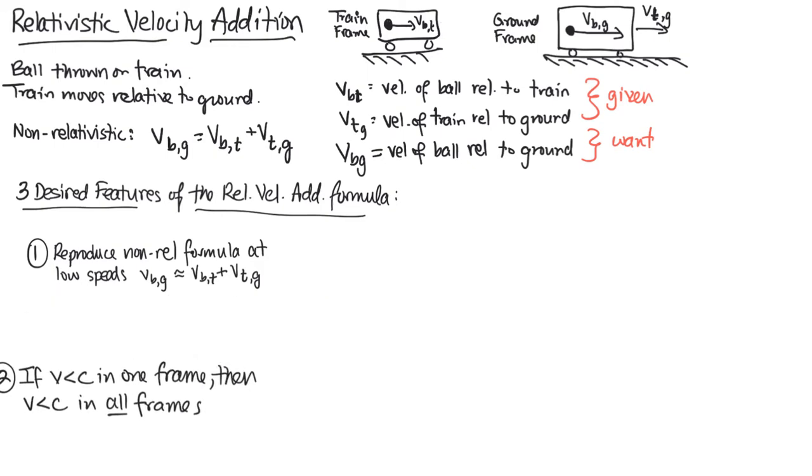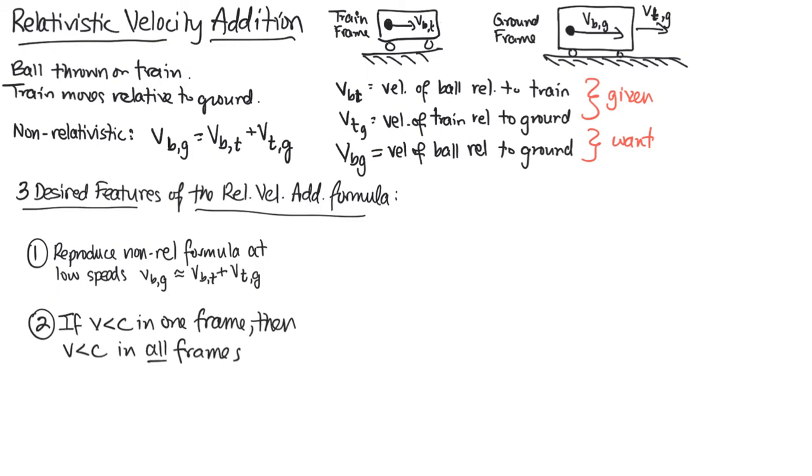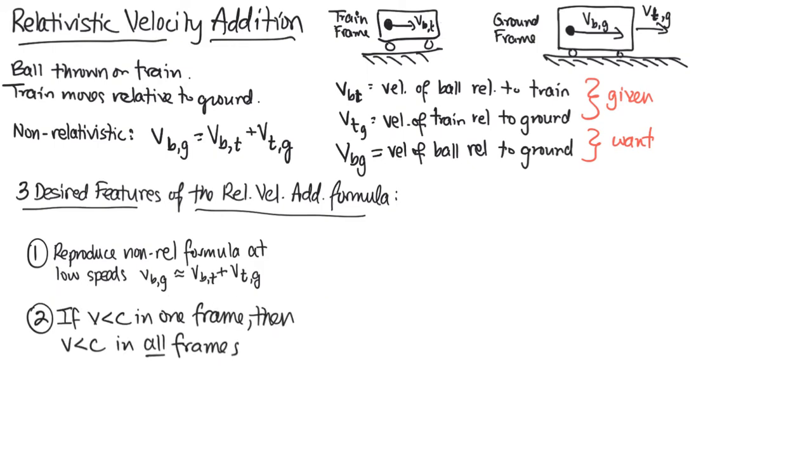Number two, if we have an object moving at a speed less than the speed of light in one frame, then we must not be allowed to make it move larger than the speed of light in any frame or equal to the speed of light in any frame. So if v is less than c in one frame, then we must ensure that v is less than c in all frames. That was the problem with this expression. We could choose a frame of reference in which the ball would appear to go faster than the speed of light, and that's a no-no.